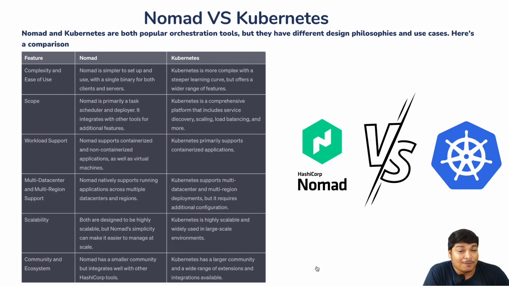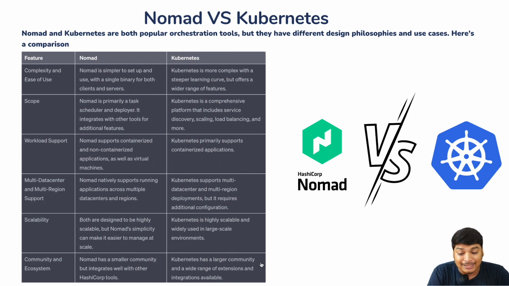Okay. Now let's talk about scalability. Both are designed to be highly scalable, but Nomad's simplicity can make it simpler to manage, even as you scale a bit further. But Kubernetes is very highly scalable and widely used in large scale environments. Of course, some tools and configuration are required, but Kubernetes is a better choice if you are going for a bigger system, bigger deployment, enterprise use cases.